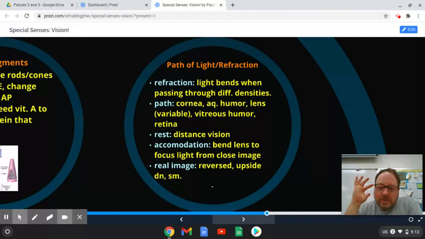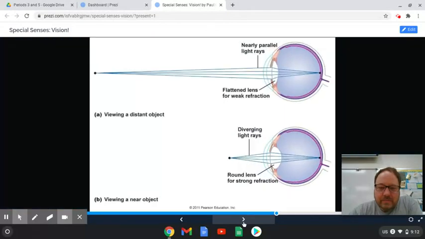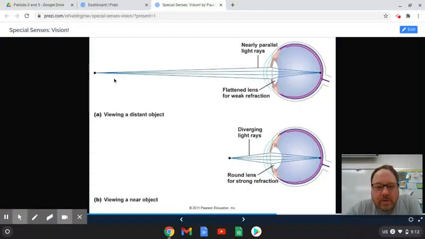When an image strikes your retina, it's actually flipped upside down and reversed. That's neither here nor there. That's just some additional information. So here's what we're looking at here. If you're looking at something from far away, again, the light rays are fairly parallel when they strike the eye, and then they're bent with the lens, and boom, it lands right on the retina.